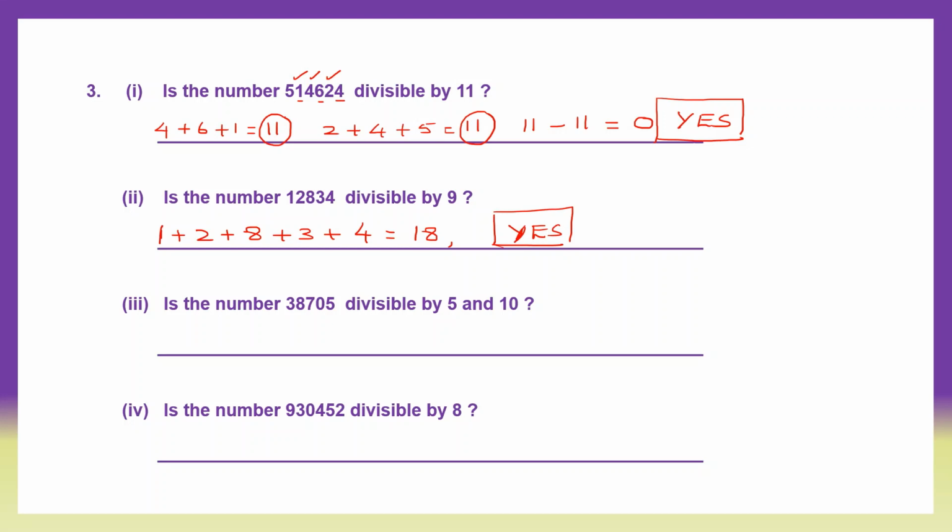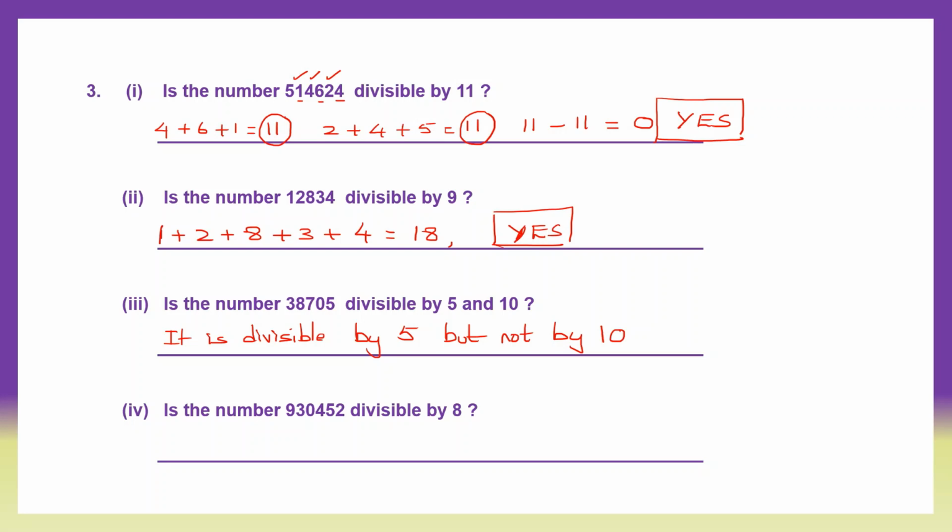So we can write our answer saying it is divisible by 5 but not by 10. If it has to be divisible by 10, it should end in a 0. The ones place should be 0.